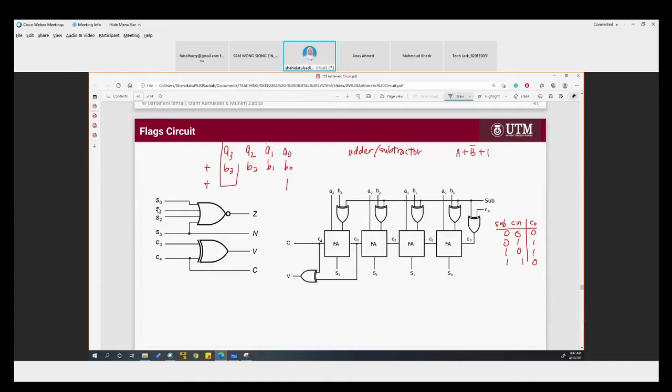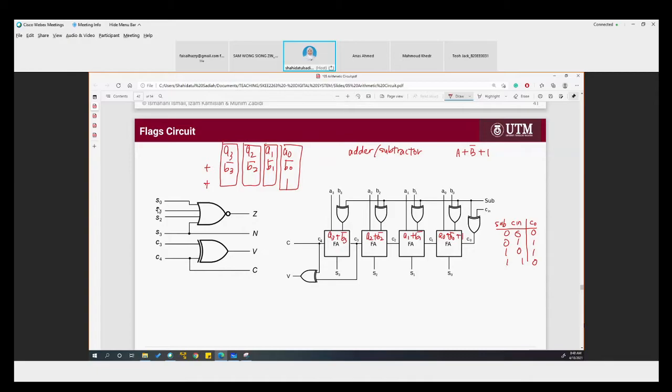So this will be done in each of the full adder. So this full adder will calculate A0 plus B0 flipped plus 1. This is A1 plus B1 flipped, A2 plus B2 flipped, A3 plus B3 flipped. This is how we subtract.